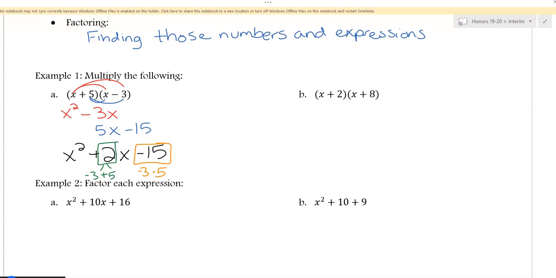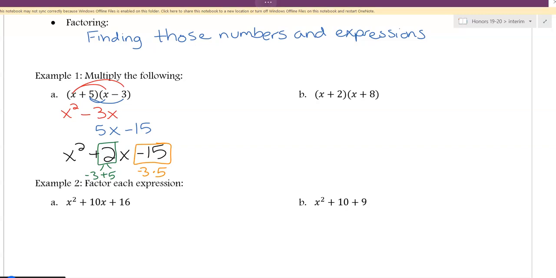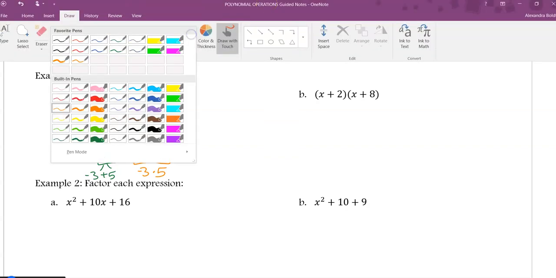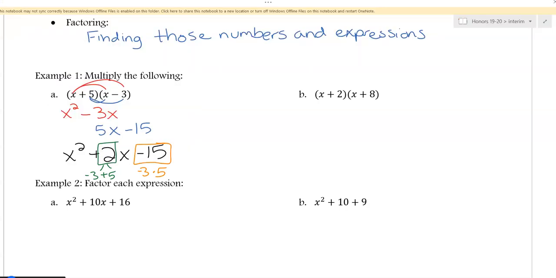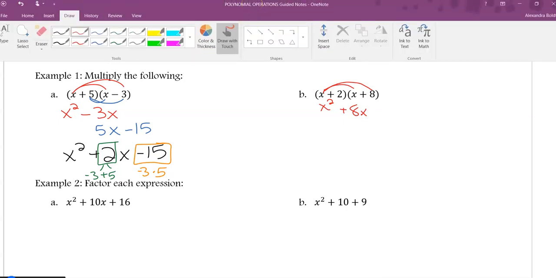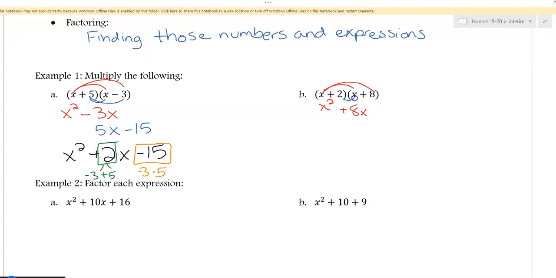So again, this middle number, this 10, came from the 2 plus 8. And this 16 came from the 2 times 8. Positive 16. Okay, so we're going to use this idea now in reverse. So we're now going to look at factoring these expressions.